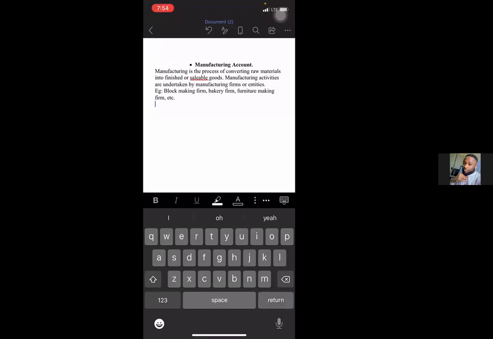So we have the factors or elements in manufacturing. If you want to manufacture something, what do you need? What are the elements of manufacturing or production?